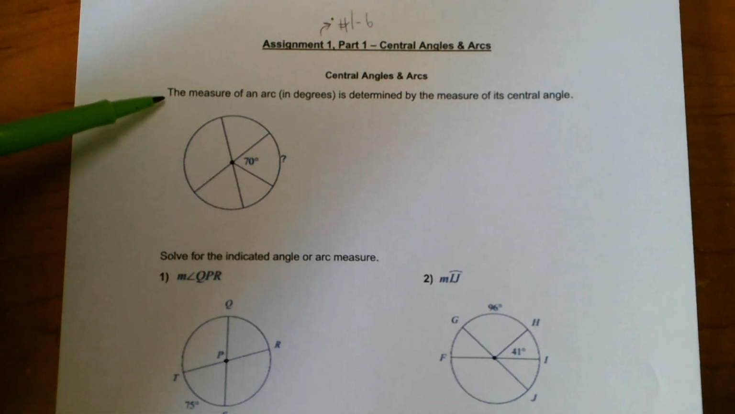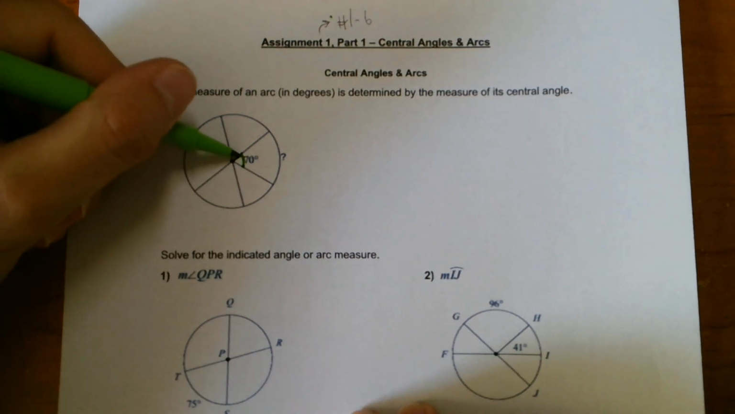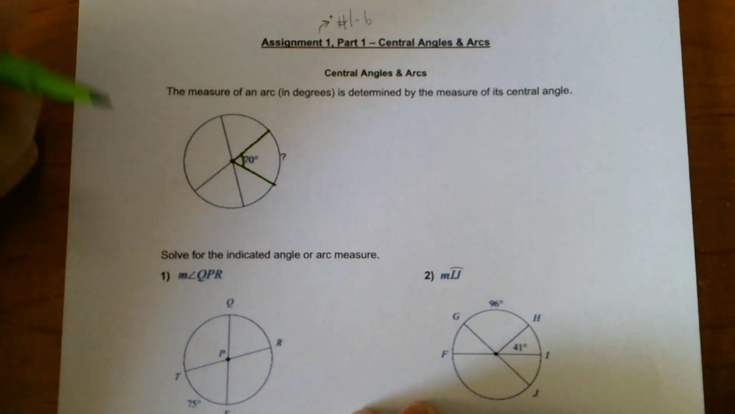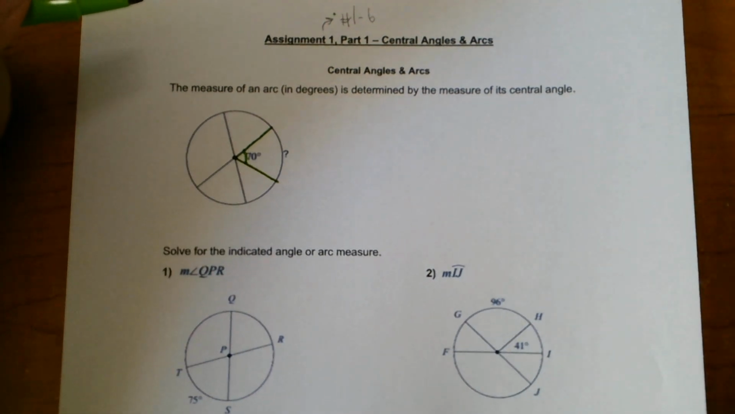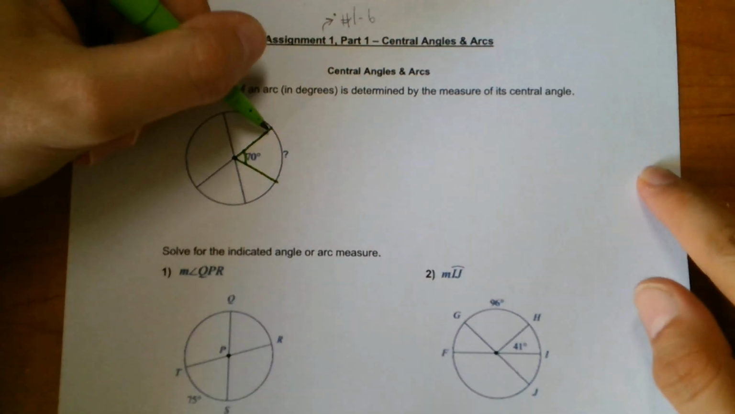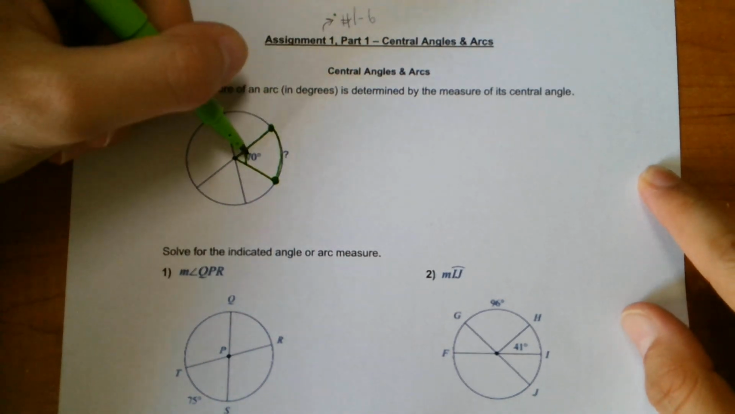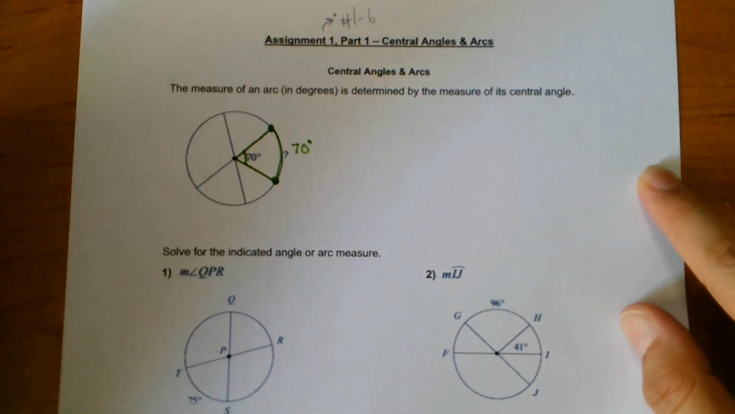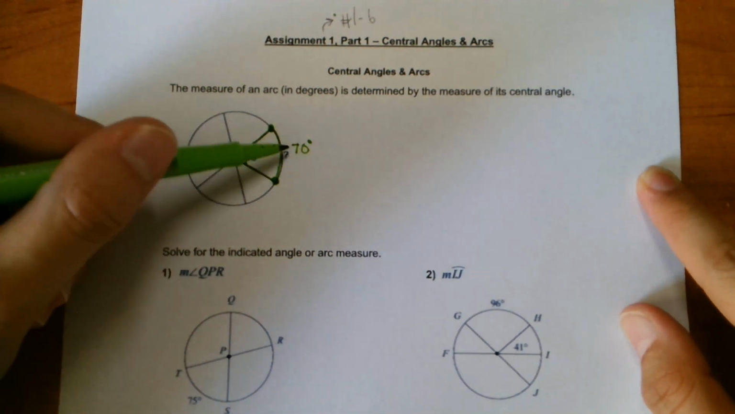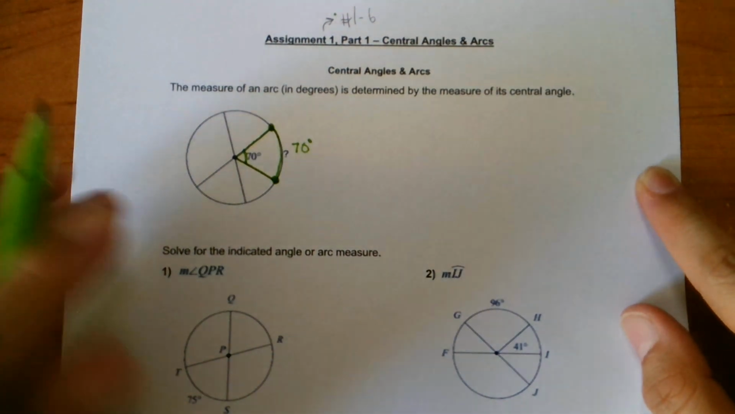So, important thing to remember with central angles, they are at the center of the circle. So this angle right here is 70 degrees. That's a central angle. Remember that the measure of an arc in degrees is determined by the measure of its central angle. So if I want to know the measure of this arc out here, I just got to know, hey, the angle right here is 70 degrees. Therefore, the arc is also 70 degrees. Make sure you write that on the outside of the circle.